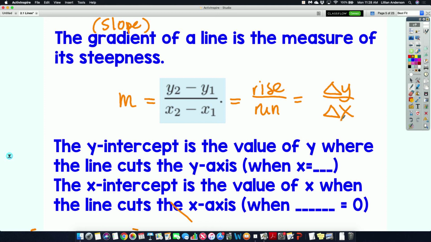Your y-intercept is the value of y when the line cuts the y-axis. Okay, so when you're looking at the graph, it's where the line crosses the y-axis. It can also be found when x equals what number? 0. Very good. And the x-intercept is the value of x when the line cuts the x-axis, vice versa. So that means that is when y equals 0. Very good.